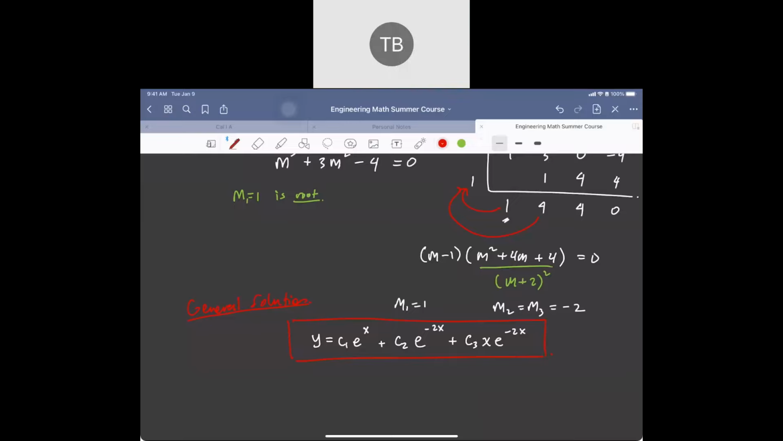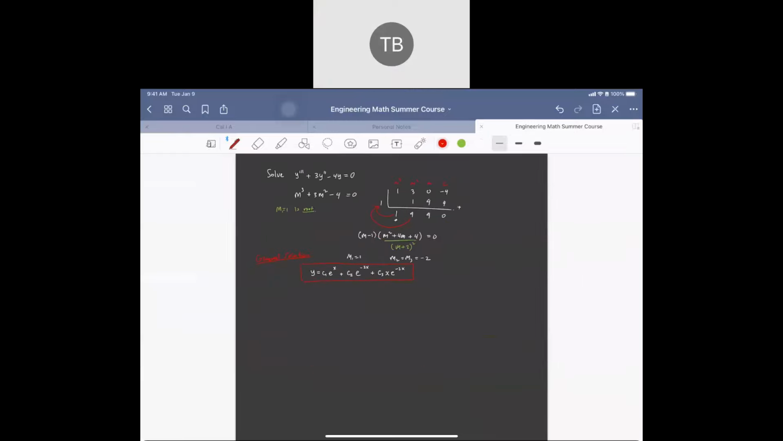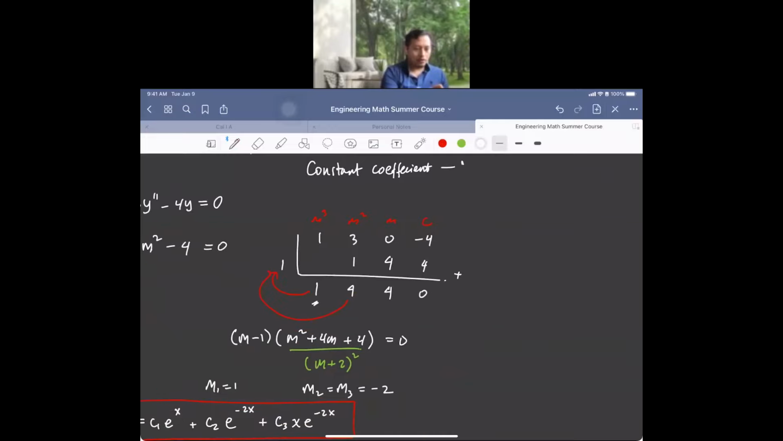Sorry, Professor. I want to ask, what is the name of this method? The name is constant coefficient. Constant coefficient. Thank you, Prof. So the name is the constant coefficient in homogeneous and linear. So the notable restrictions for this method is it needs to be homogeneous and it needs to be linear.